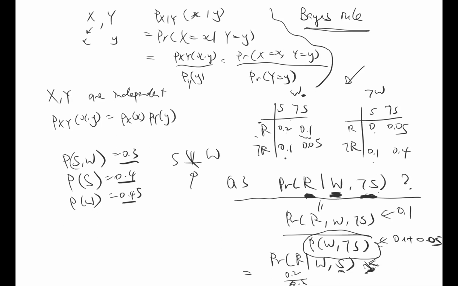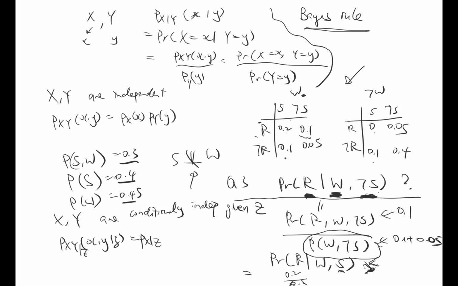We also have conditional independence. If I say X and Y are conditionally independent given another variable Z, then I have P(X,Y given Z) equal to P(X given Z) times P(Y given Z). It's a very similar definition if you look at it.